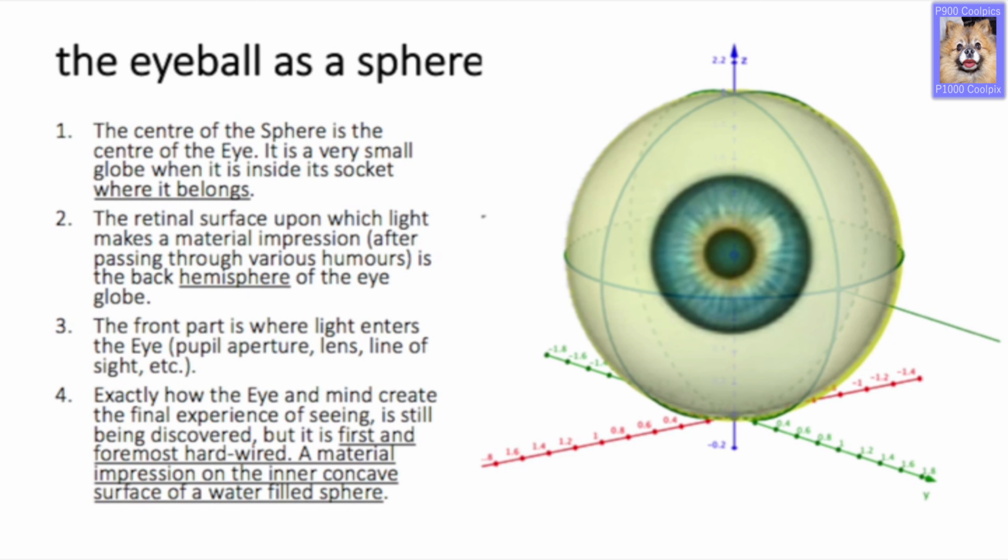I've said this before, that the retinal surface upon which light makes a material impression is at the back part of the eye where the retina sits. And the front part is where light enters the eye through the pupil aperture, lens, and where the line of sight is. Now, exactly how the eye and mind create this final experience of seeing is mostly unanswered today, but the first thing that everybody should realize is that it's hardwired. It's a material impression on the inner concave surface of a sphere that light makes on the retina together with water.